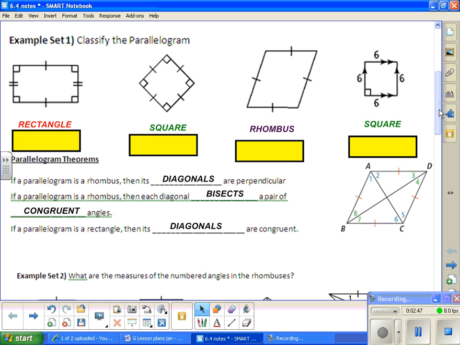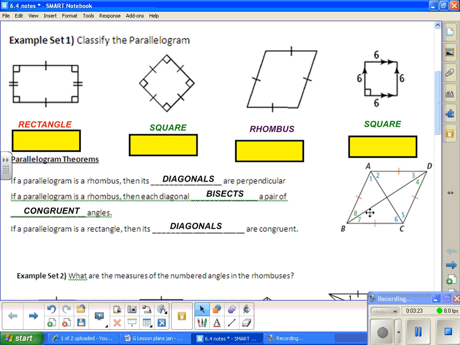The next part are the theorems. If a parallelogram is a rhombus, then its diagonals are perpendicular. So we're looking at these lines here, the AC and the DB. These are your diagonals. And if the parallelogram is a rhombus, then those are perpendicular. Remember what perpendicular means, that they cross at a 90-degree angle.